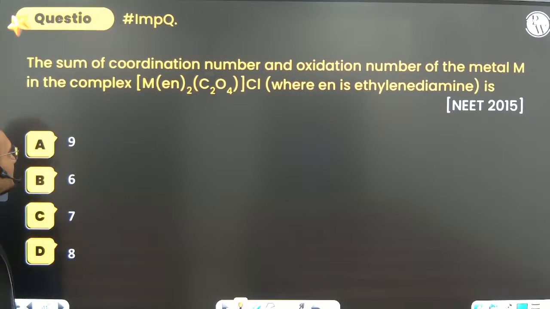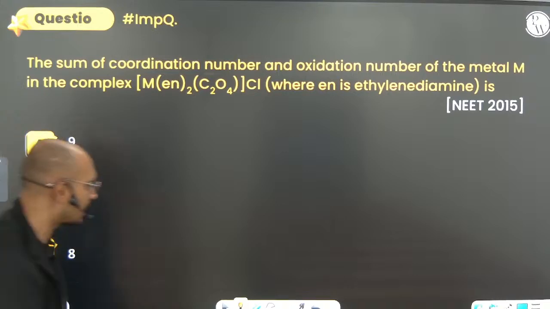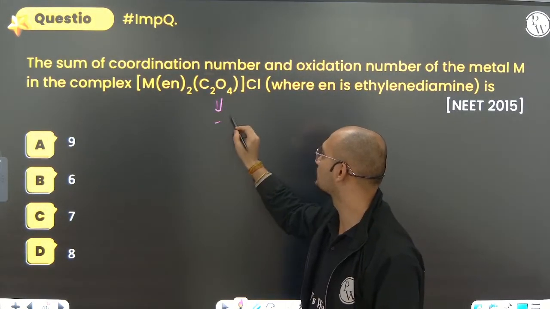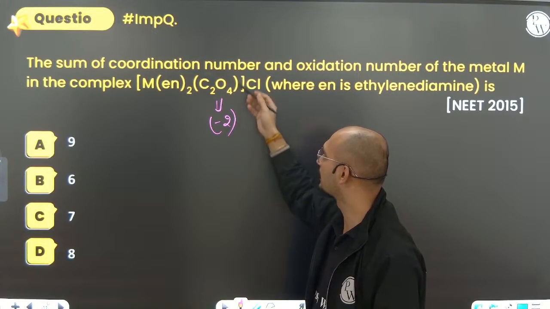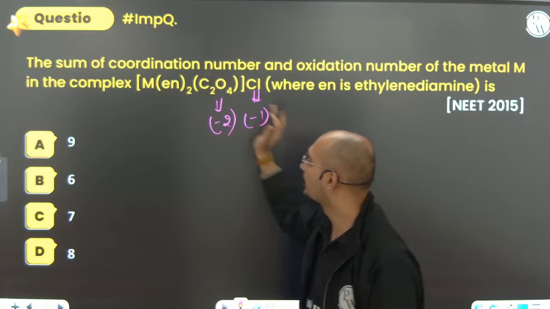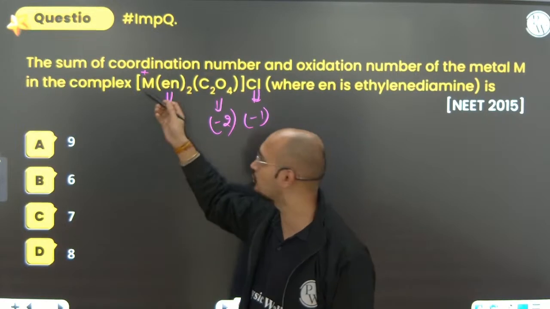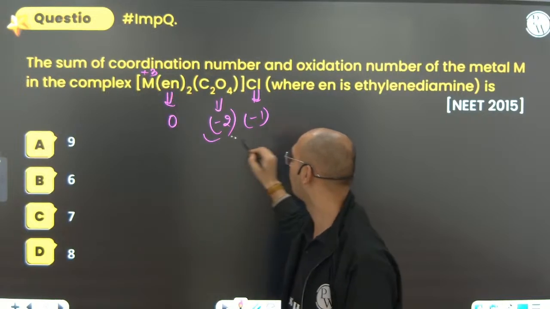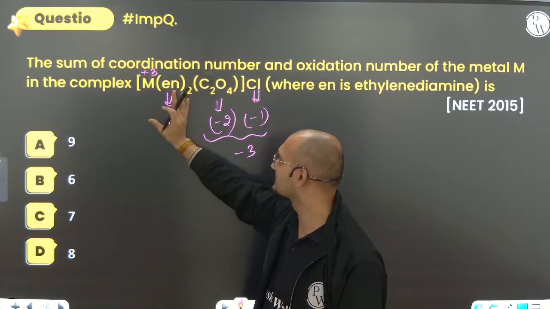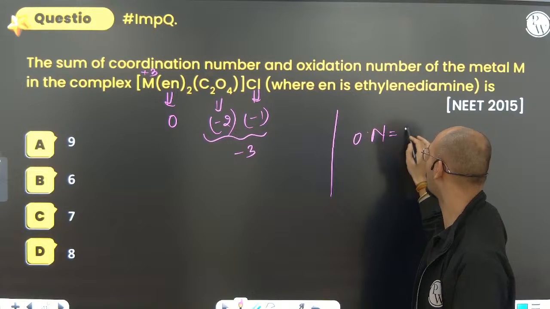Now come to the next part: the sum of the coordination number and oxidation number of the metal M in this complex, where en is ethylene diamine. Not a big deal. Aaiye bhai, zara dhyan se dekhenge and karenge ise. So here oxalate has how much negative charge? 2 negative. How many oxalates are there? 1. And chloride has how much negative charge? 1 negative. Ethylene diamine has charge 0. So the metal has how much charge? For a total of -3, it should have +3. Any doubt? No doubt. So the metal has +3. So what is the oxidation number? Oxidation number on the metal is 3.